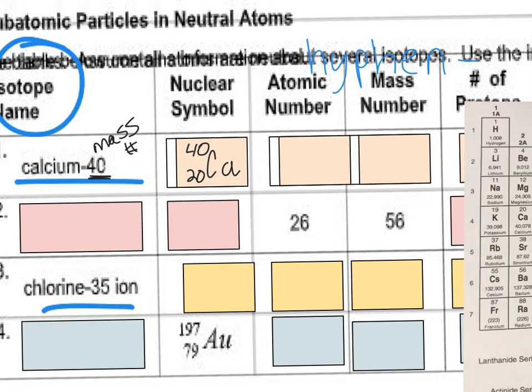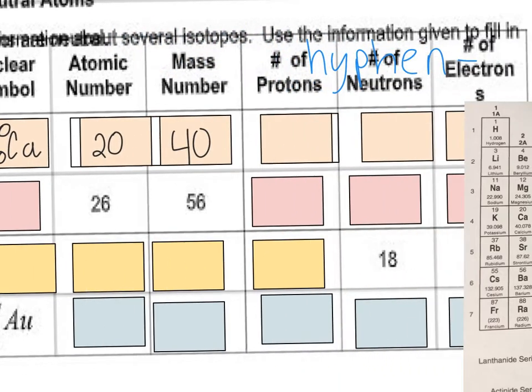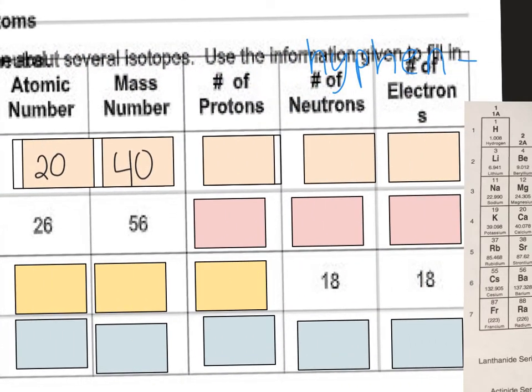Atomic number, we would write in 20. Mass number, you can pull from the name, so this would have been 40. Number of protons, you're taking your atomic number, right? So that goes with that.